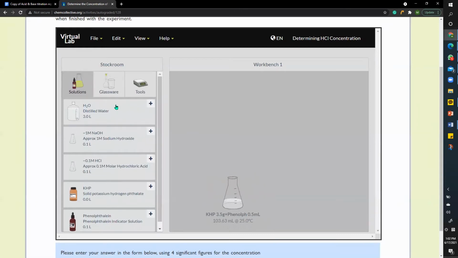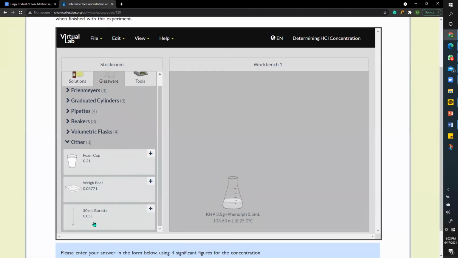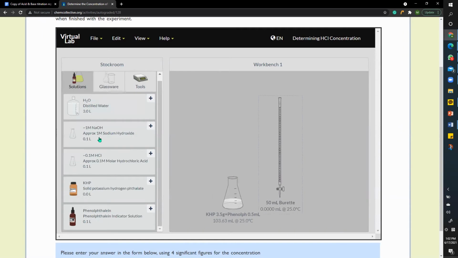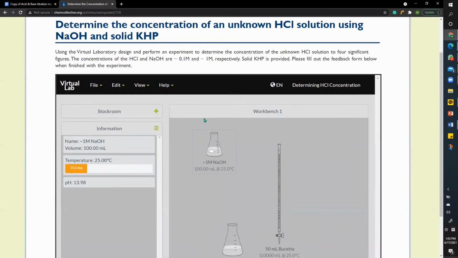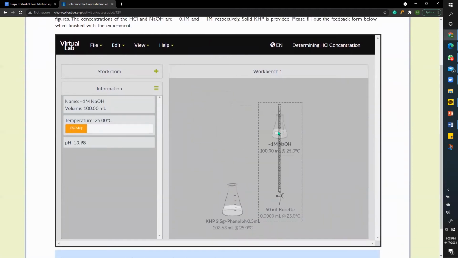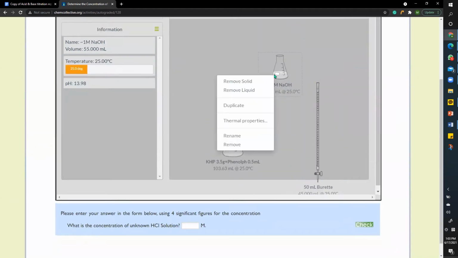Then we should use the burette. The burette is in glassware, not here, but under the others. You can find the burette at the end. And then you can add NaOH. The concentration is unknown. This doesn't mean that the concentration of NaOH is 1 mole, but it's between 0.1 mole and 1 mole, maximum 1 mole, as the question said. So I will add maybe 50, right? So I will add 45 first. Then I can remove this.